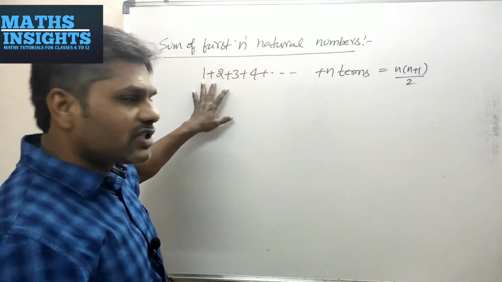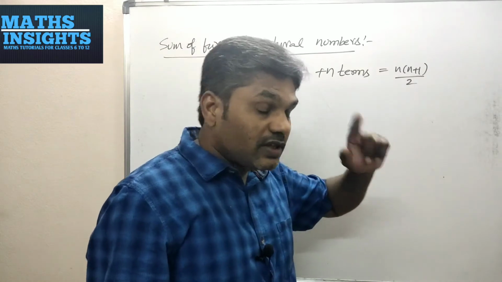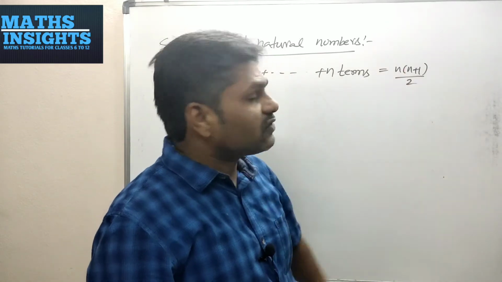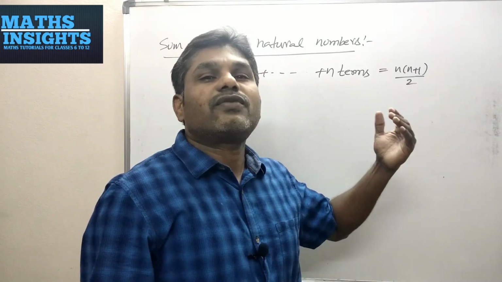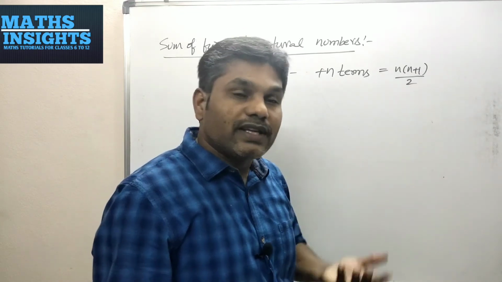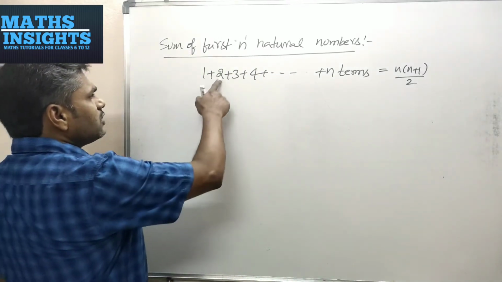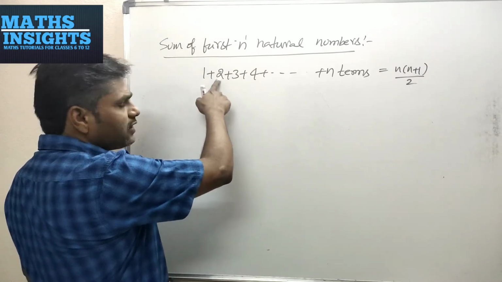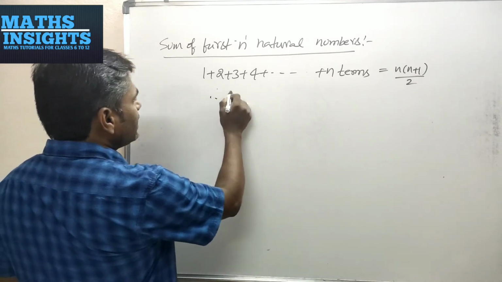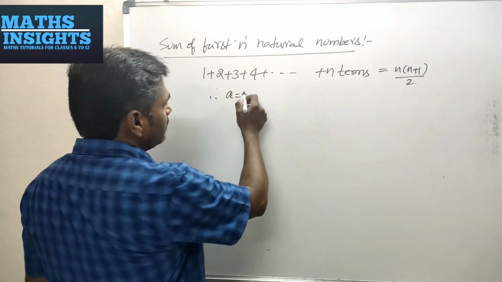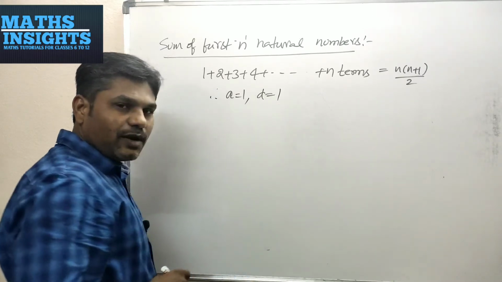You know, natural numbers start from 1 plus 2 plus 3 and so on up to n terms. Then the formula is n into n plus 1 by 2. How is it derived? Simply by using our formula for the sum to n terms of an AP. Since this is an AP, if you find the common difference, 2 minus 1 is 1, 3 minus 2 is 1, 4 minus 3 is 1. Therefore, the first term a is equal to 1 and d is also 1, which is the common difference.